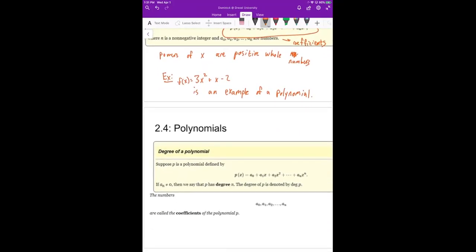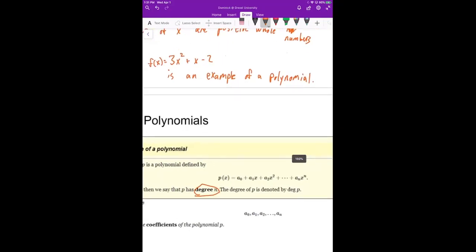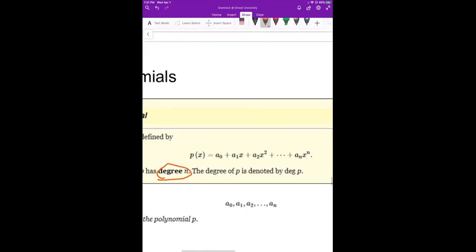Okay, now the first thing I want to talk about is what's called the degree of a polynomial. In this case, we're going to say that it's degree n. Now, what does it mean to be degree n? Well, what's true about the n power here? We can just say that n is the highest power, and that's sort of the key. Whatever the highest power of x you see is, that's the degree of your polynomial.